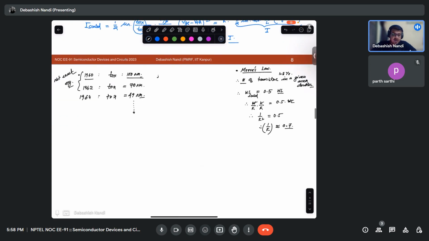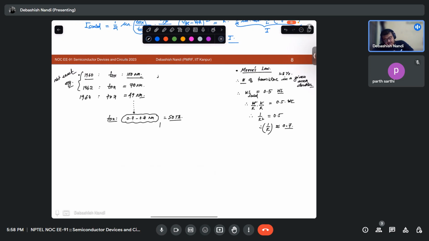So do you have any idea what is the current device dimension? 3 nanometer. No, no, that is the minimum feature length, 3 nanometer. What is the oxide we can afford? Oxide we can afford up to 0.7 to 0.8 nanometer. These are the state of the art, meaning very current, what is going on right now in research. 0.7 to 0.8 nanometer TOX is there.